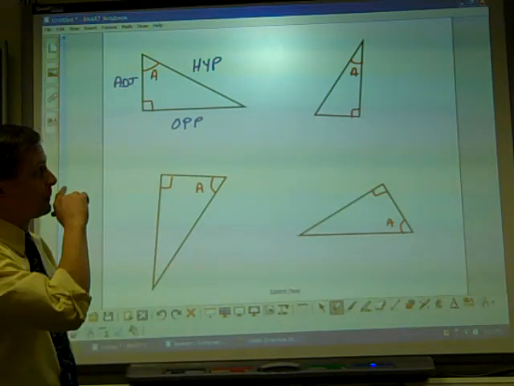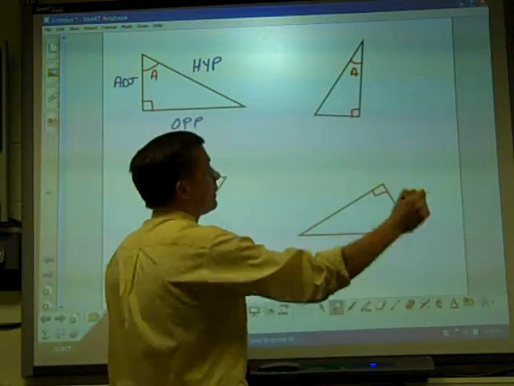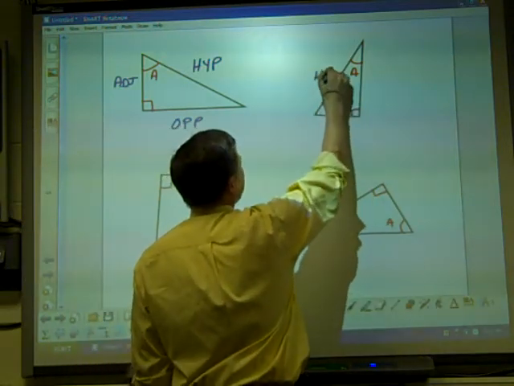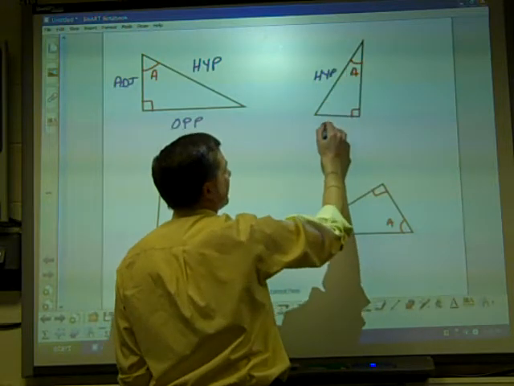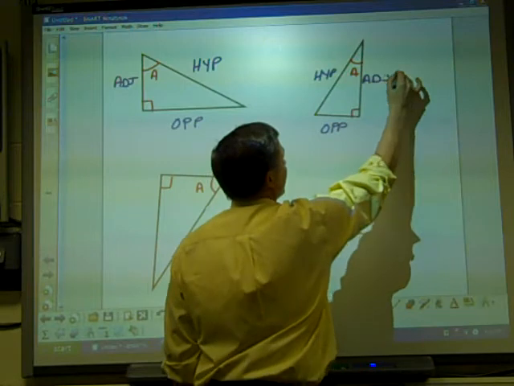Now I'm going to go to the second one. Again, if you pause me, you can take your guesses. The hypotenuse is across from the 90. The opposite is across from the angle, and the adjacent touches the angle.